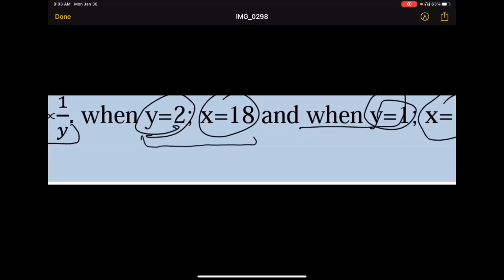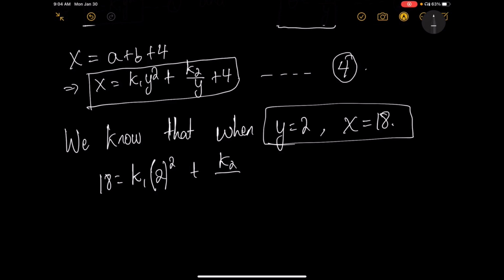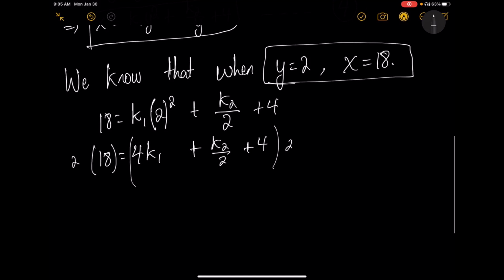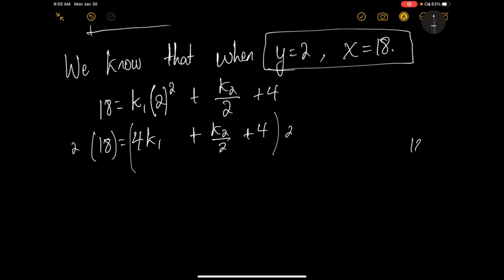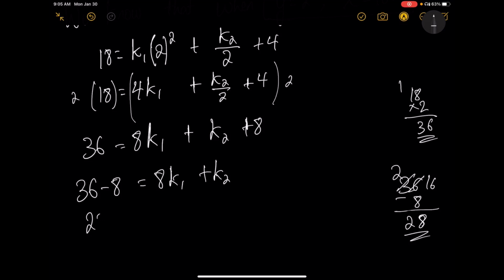Well, here this additional information is given: when y is equal to 2, x is equal to 18. Let's plug this into equation number 4. When x is 18, we get 18 is equal to k1 times y, what is y? y is 2, so 2 squared, plus k2 over 2, plus 4. So 18 is equal to 4k1 plus k2 over 2 plus 4. Let's multiply both sides of the equation by 2 to remove this fraction. 18 times 2 is equal to 8k1 plus k2 plus 8. Then when we subtract 8 from both sides, we get 28 is equal to 8k1 plus k2.